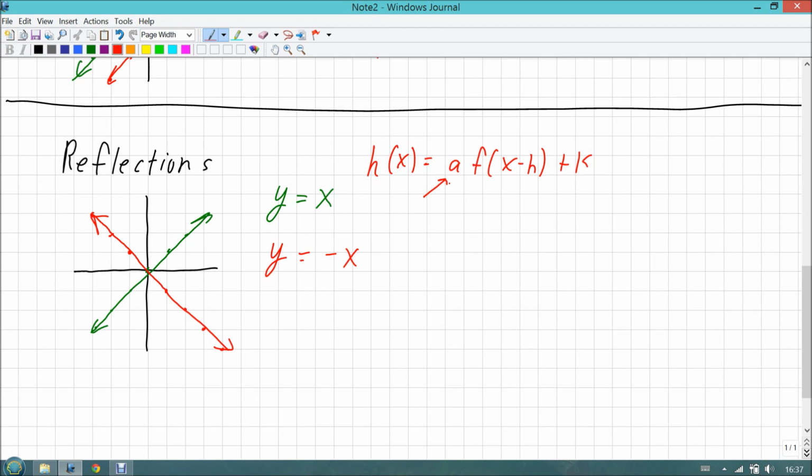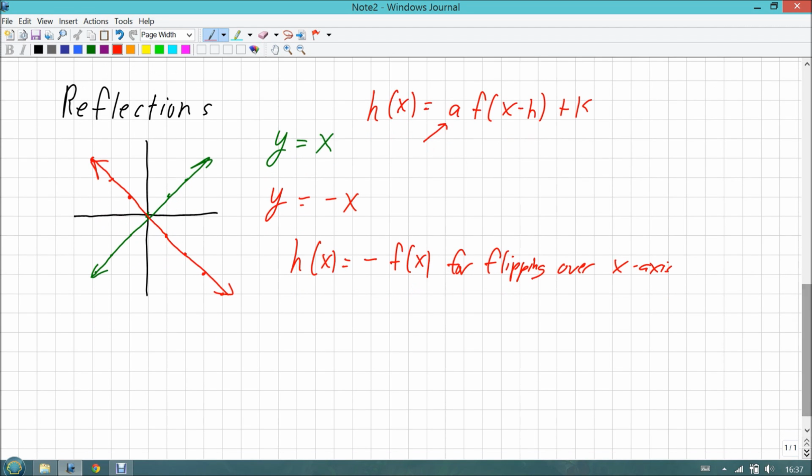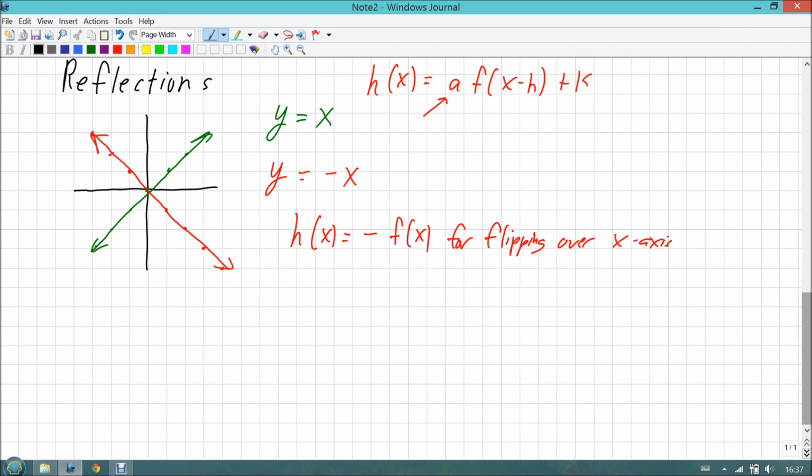So on this one, our h of x being reflected over the x-axis would just be negative, and then whatever my original function was, for flipping over the x-axis. Now what about flipping over the y-axis? Well, let's take a look at that one.